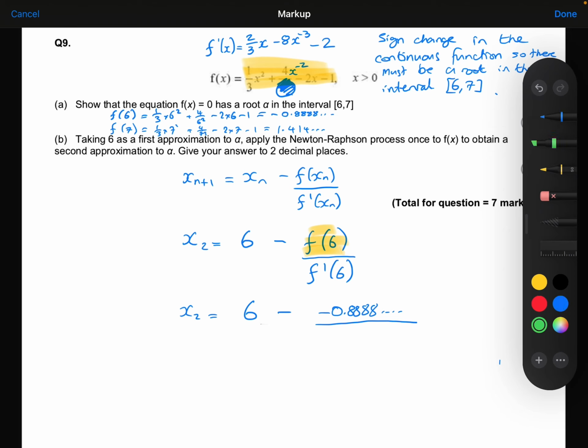If I now substitute 6 into my gradient function, I get 1.9629, and then doing this calculation, the 6 minus 0.8 recurring over 1.9629, I get to 2 decimal places 6.45, and so that is my second approximation.